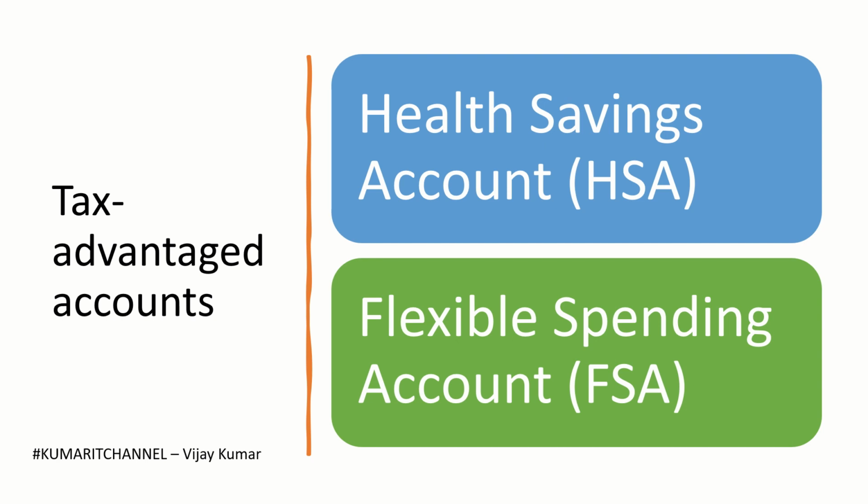They call them tax advantaged accounts. One is HSA and the other is FSA. What is HSA? HSA is a tax advantage savings account that can be used to pay for qualified medical expenses. It's like a card where every month a certain amount of money from your salary is added to that particular card, and you can use that money for medical expenses. That is nothing but a health savings account.